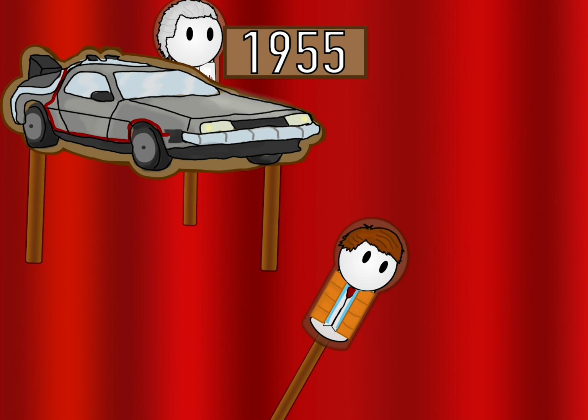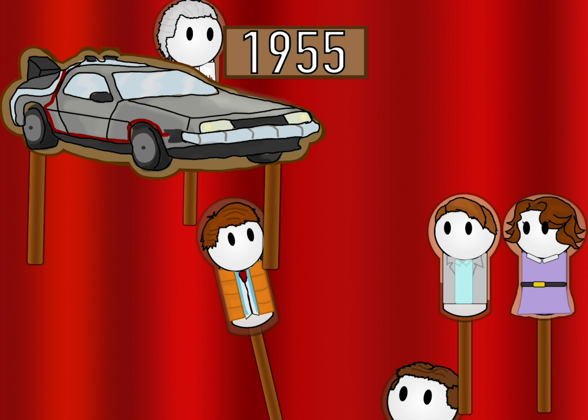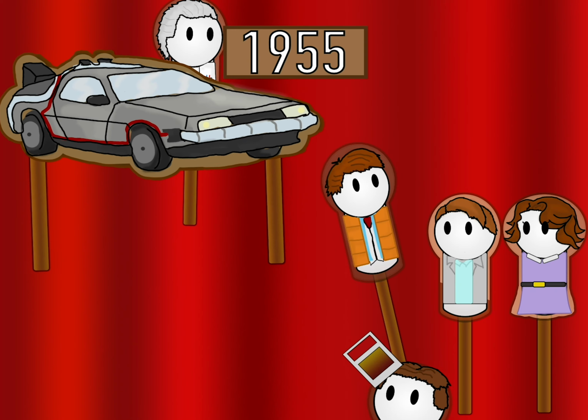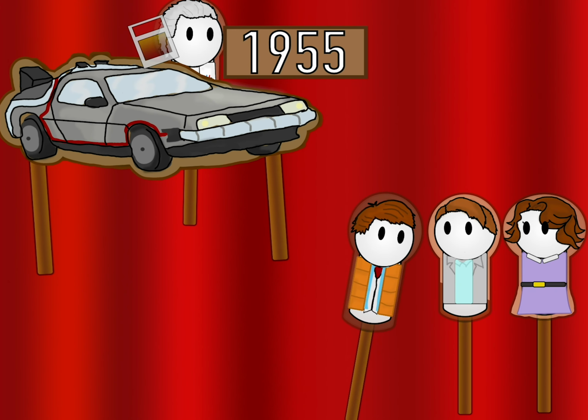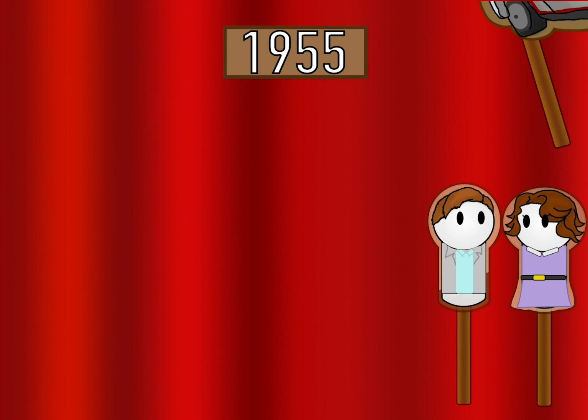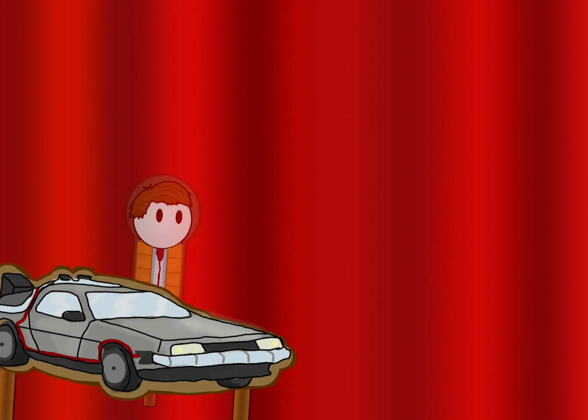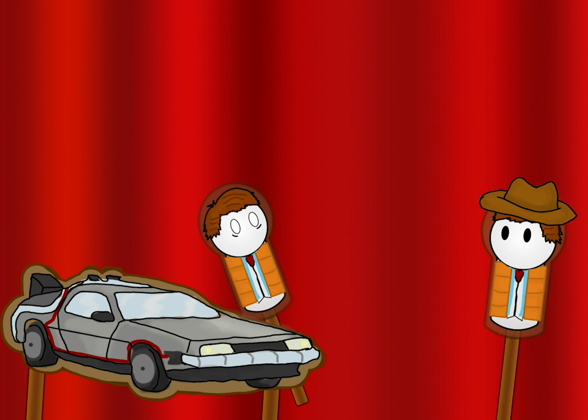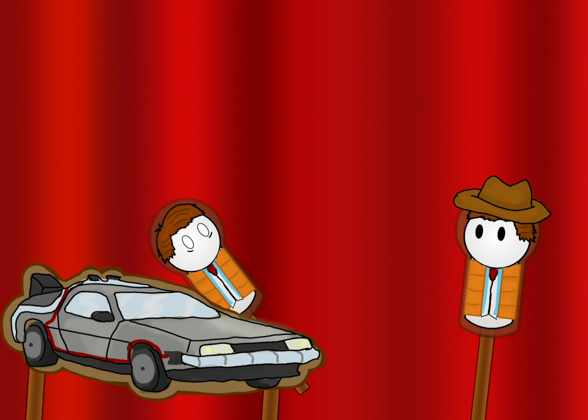So now they must go back to 1955, again, to stop Biff, again, and fix the timeline, again. Then, after all this double traveling, they finally return to the original timeline. Well, actually there's a whole other cowboy side adventure, but you're forgiven if you forget about that part.